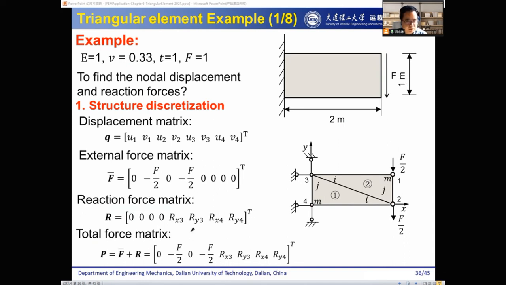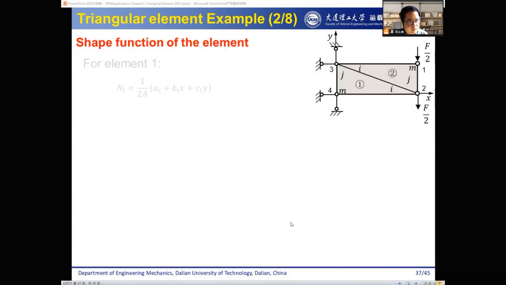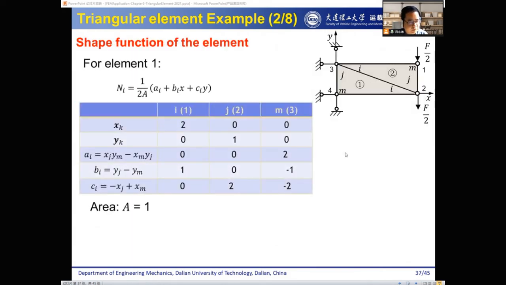We write out the stiffness matrix, and then we work out the shape function for each element. We said the shape function depends on how we define the node, so we need to define the node sequence, or node number, for each element.